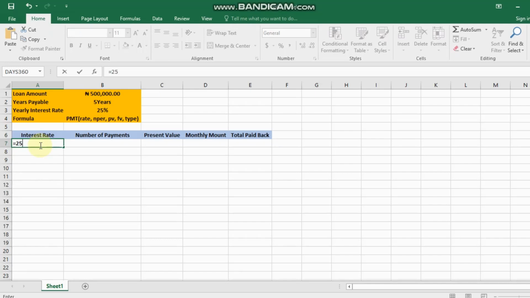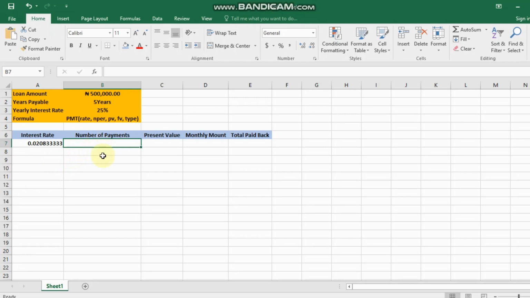Don't forget your percentage sign. 25% divided by 12. That is the formula. Press your equal sign. So we can see the interest rate per month is 0.0208 and so on. It can be approximated.